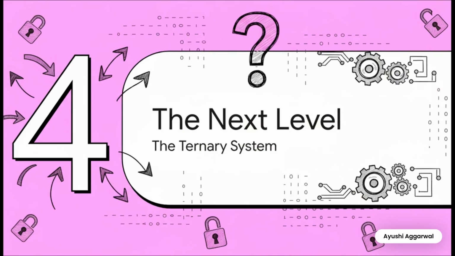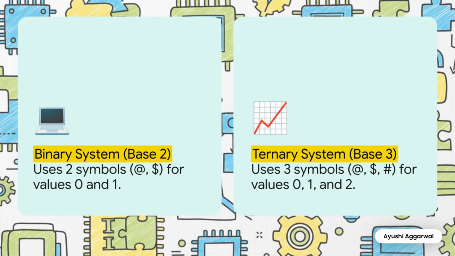Okay, so far, so good. But you know exams. There's always a chance for a twist. What happens if the code itself changes? Let's take it to the next level. So, in the first system, we had 2 symbols, at and $, which is why it was base 2. Now imagine a new symbol, hashtag, is introduced. So now we have 3 symbols in total. This means the system is now base 3, which we call a ternary system. And in this, the values will be 0, 1, and 2.